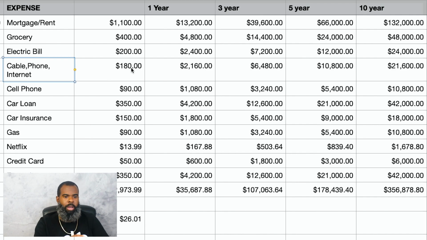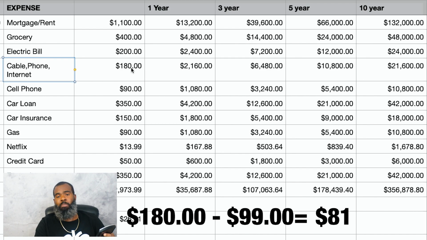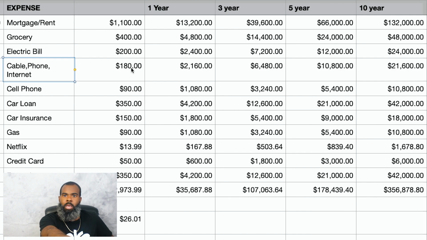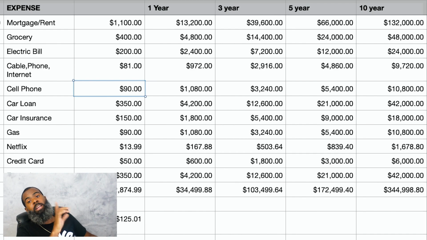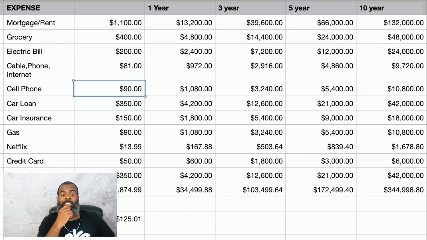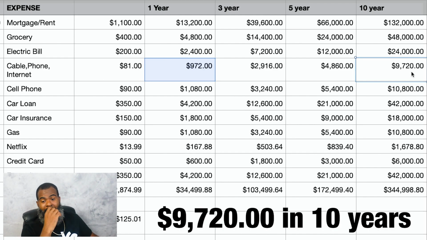So we're going to take, I got my calculator right here, that 180 minus $99. And you can do that on your calculator if you got your calculator too. And that's $81 a month that he will save. So I'm going to put that $81 savings there. And we're going to see how much money he can accumulate over the next 1, 3, 5, 10 years just by saving $81 on his cable bill. Look at that. $81. He just saving $81 on his cable bill can potentially put $9,720 in his savings account or paying down debt.